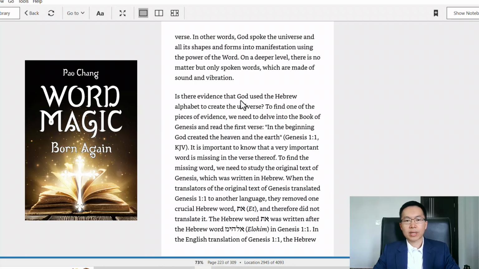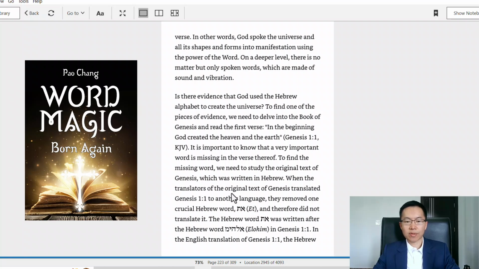Is there evidence that God used the Hebrew alphabet to create the universe? To find one of the pieces of evidence, we need to delve into the book of Genesis and read the first verse. In the beginning, God created the heaven and the earth. It is important to know that a very important word is missing in the verse thereof. To find the missing word, we need to study the original text of Genesis, which was written in Hebrew.